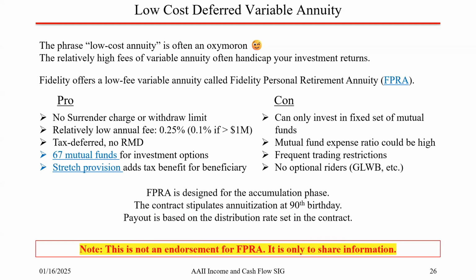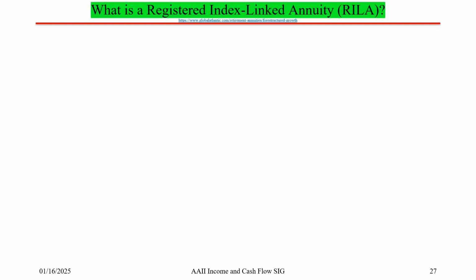It's a variable annuity designed for the accumulation phase. The contract stipulates that when you're 90 years old, they'll force you to annuitize, if you never take money out, and it's based on the distribution rate in your contract, which is very low. So again, this is not an endorsement, this is just sharing information. And if you want more information, I found some discussion on the Bogleheads site. Yes, you can look at the source. The Bogle people are very frugal, I think. Yes, right. All right, so RILA.